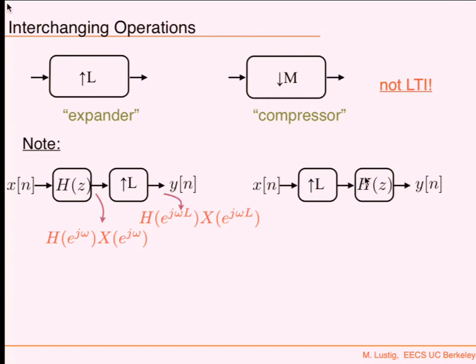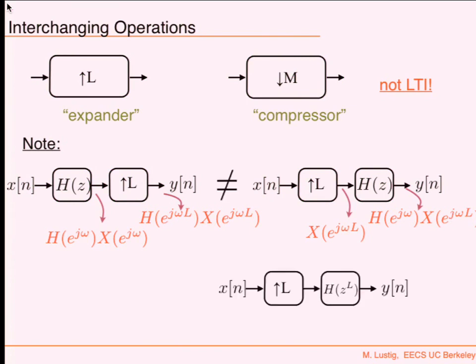What happens here? I take x, I upsample, so now x is compressed. And now I filter with something that is not compressed. Okay? So this is not compressed, but this is compressed. So not the same thing. Okay?